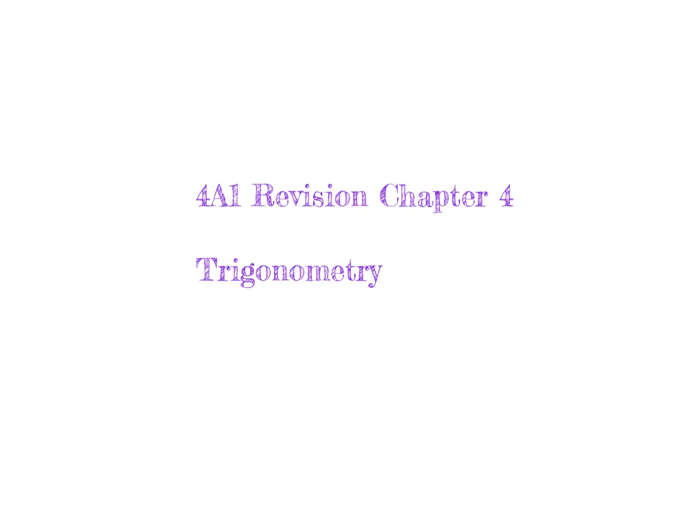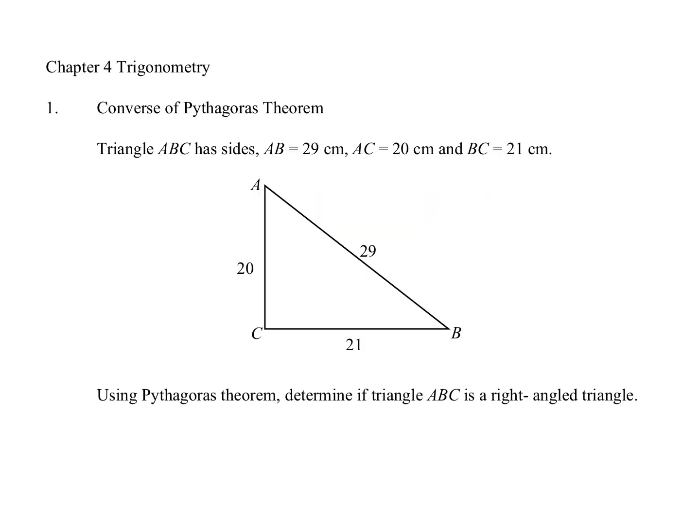Today we are going to go through 4A1 revision, chapter 4 trigonometry. Right, let's begin. Now for chapter 4 trigonometry, we need to relate back to some of our previous knowledge that we have learned in set 2. Okay, and that involves the Pythagoras theorem. Now there are two types of things that you need to use for Pythagoras theorem.